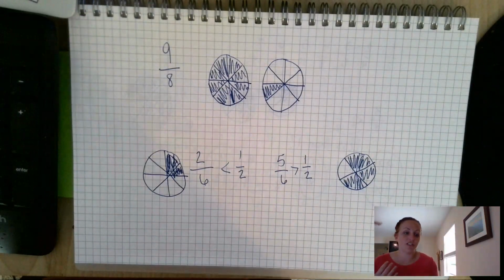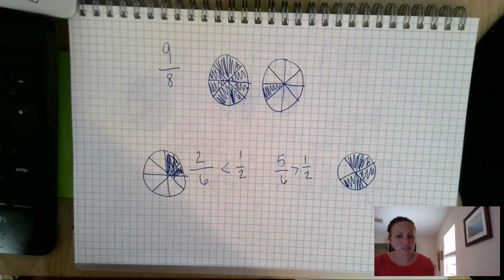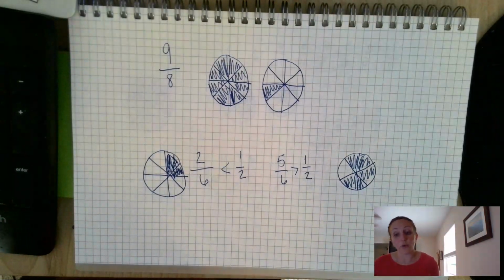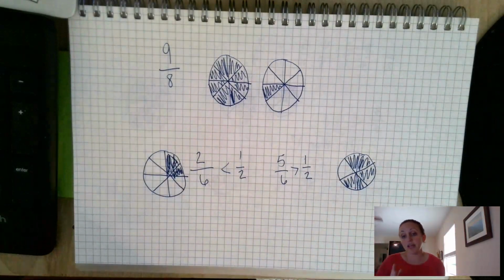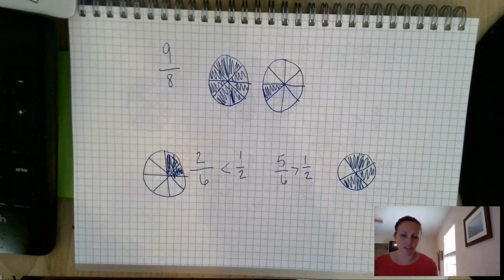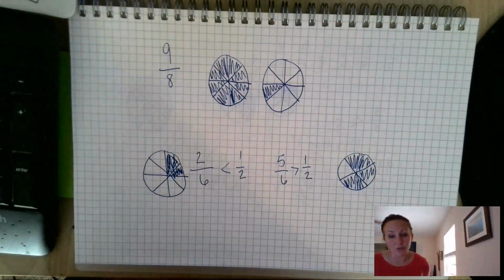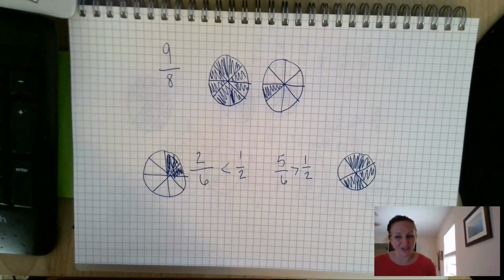All right, so in our next video, we're going to look at a few other strategies that we can use to compare two fractions. So this is comparing fractions to benchmarks, either 1/2 or 1. Next time, we're going to look at just comparing two fractions and some things that you can do for that. Make sure that when you watch the next video, you have your fraction strips ready to go, because we are definitely going to be using those to help us.